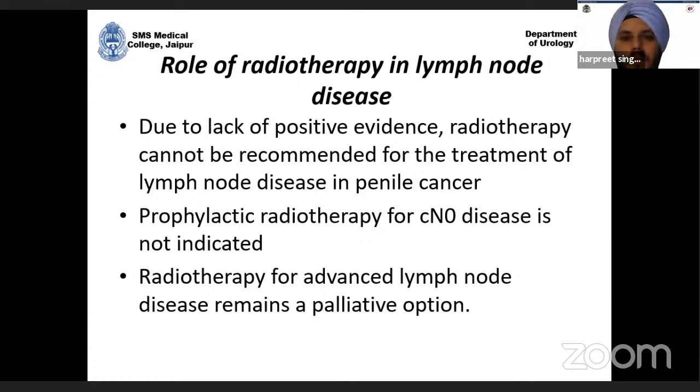Then, the role of radiotherapy in the lymph nodes. There is a lack of positive evidence, so radiotherapy cannot be recommended for the treatment of lymph node disease in penile carcinoma. Prophylactic radiotherapy for N0 disease is not indicated. Radiotherapy for advanced lymph node disease remains a palliative option.